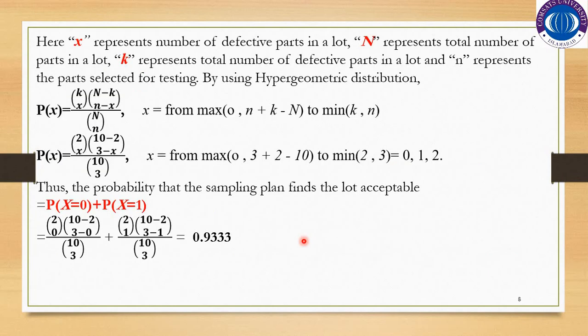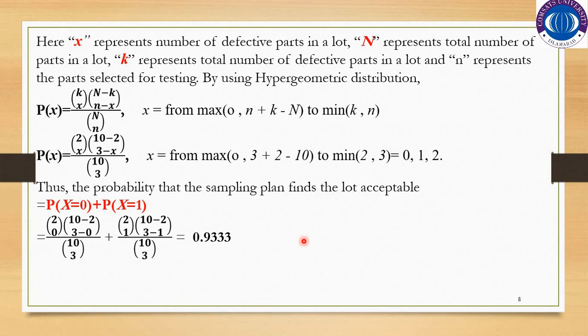Here X represents the number of defective parts in a lot. Capital N represents the total number of parts in a lot. K represents the total number of defective parts in a lot. As we are interested in the number of defective parts so that we will accept or reject the lot, we are associating X to the number of defective parts. So automatically K is the total number of defective parts in a lot.